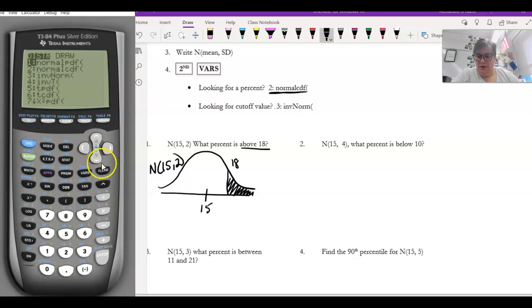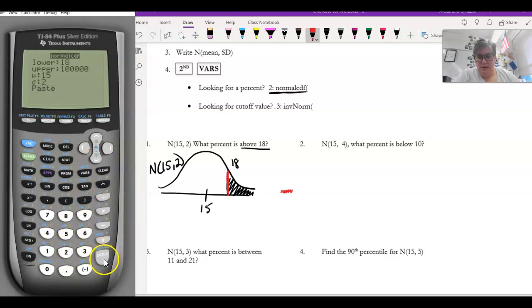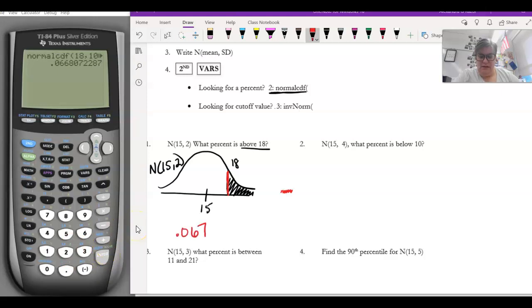Okay, so let's go through this process again. Second, vars, normal CDF. Okay, lower is left. The left side of my shaded region is right here, and that's 18. The upper is way over here somewhere. This is the upper. And so I just pick a really big number. My mean is 15, and my standard deviation is 2. We hit enter and enter, and one more time. And so I get 0.067. You can write it as a decimal. If you want to change it to a percent, it would be 6.7%. I would not round this to 7%. I would always keep an extra decimal.